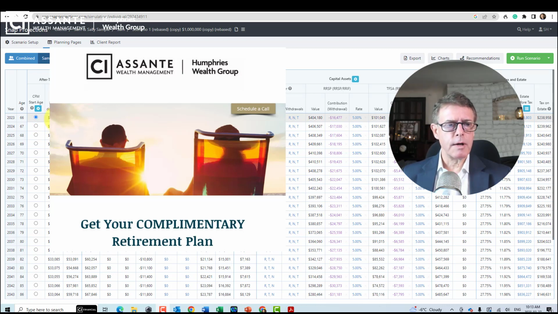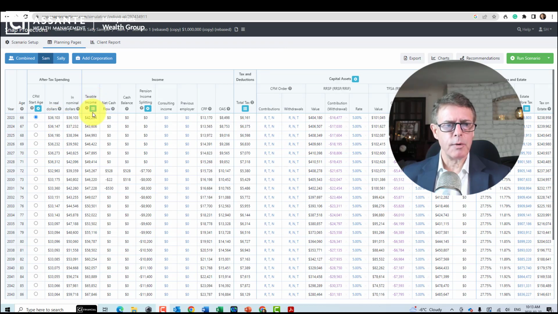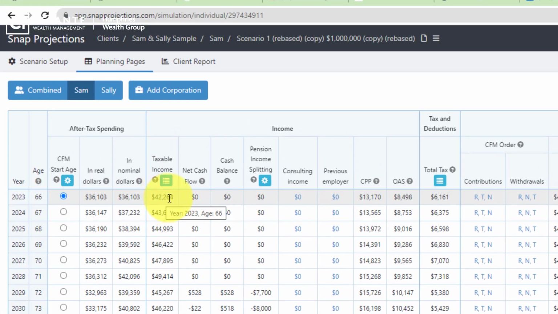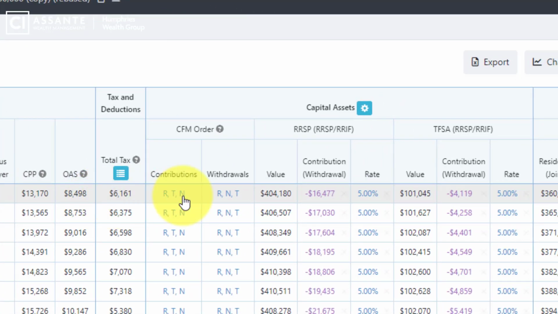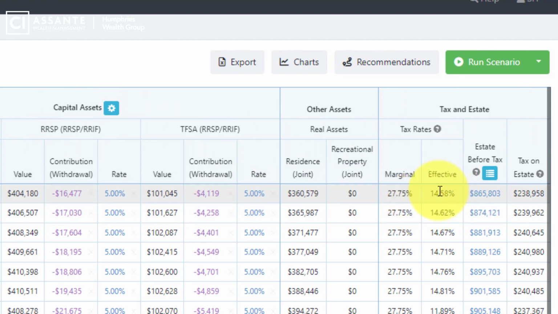So let's take a look at this spreadsheet here. You can see that we've got taxable income listed here as $42,000. That's the overall roll-up of the income. They've got Canada Pension Plan, Old Age Security. We had room for consulting income and previous employer income, which right now is not relevant for this client. Total tax bill, you can see over here, withdrawals from a RIF account and withdrawal from a TFSA account. If we keep scrolling through here, you can see the effective tax rates. You can see that the marginal tax rate is 27.75%, and the effective rate is 14.58%. So we're able to drill down to the effective rate.